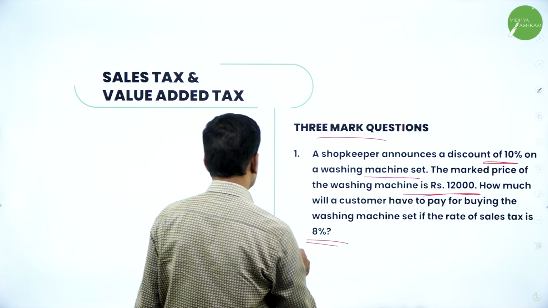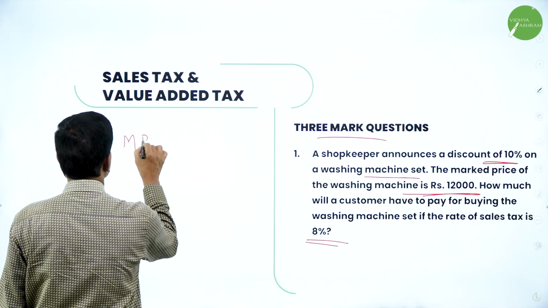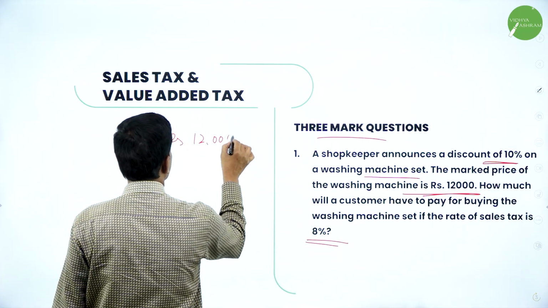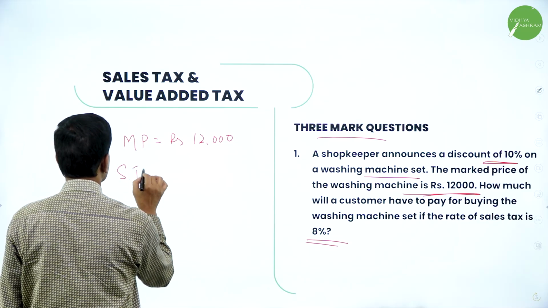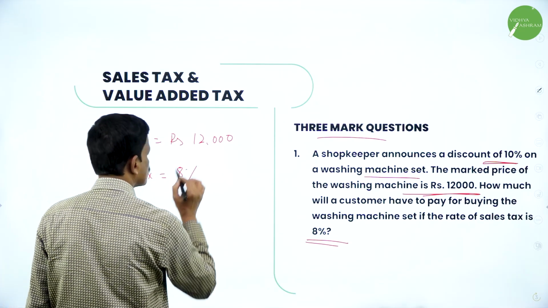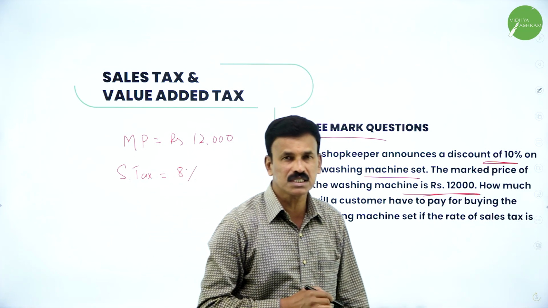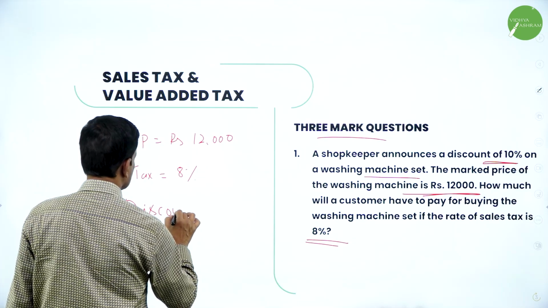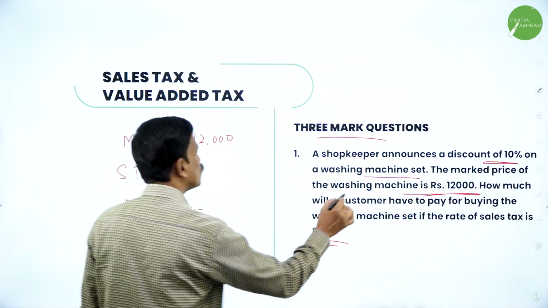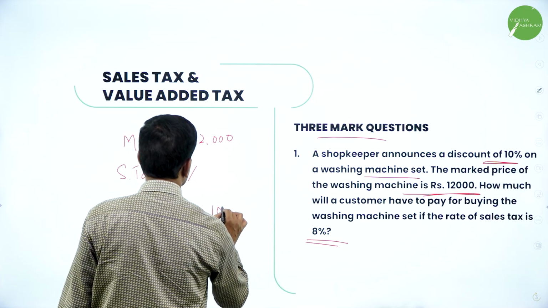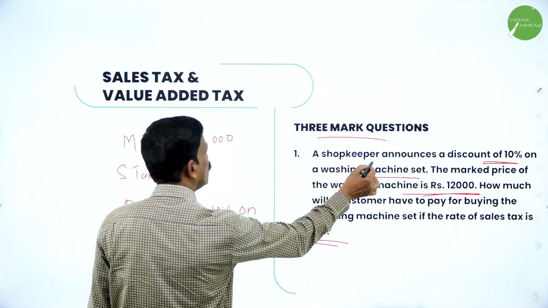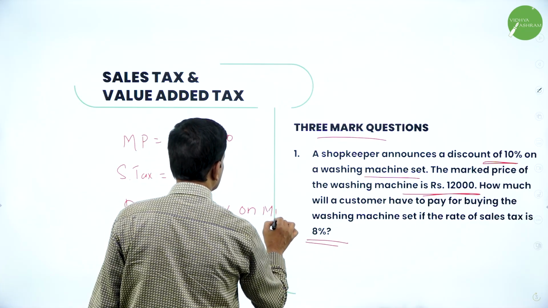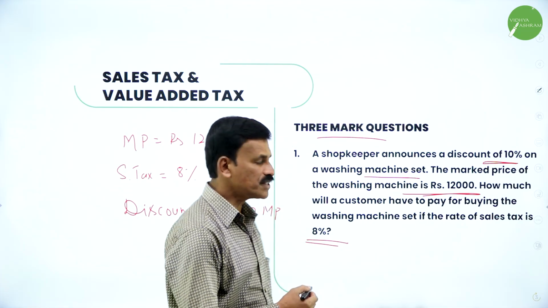So here the market price, that is MP, is equal to rupees 12,000. The sales tax is 8%. This is given. And what is the discount? The discount is 10% on the market price. So first find out the discount.